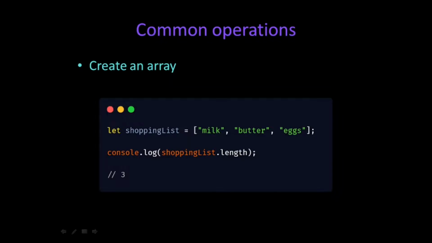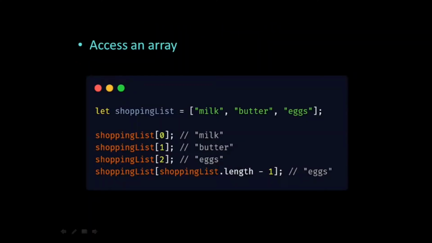Let's talk about some common operations on arrays. First, create an array. This is a shopping list. It has 3 elements. Its length equals 3. This is how we access an array. This is the first element, second element, and third and last element. We can also calculate our last element from an array if we don't know which index it has.